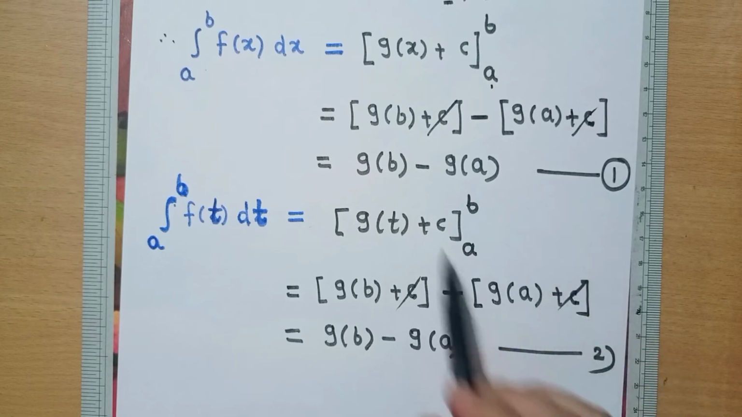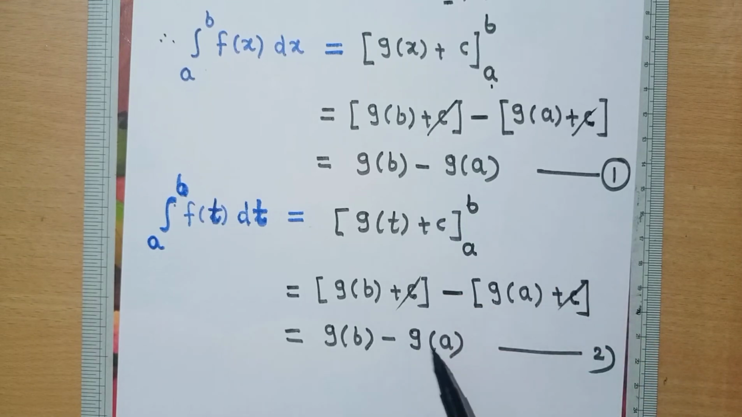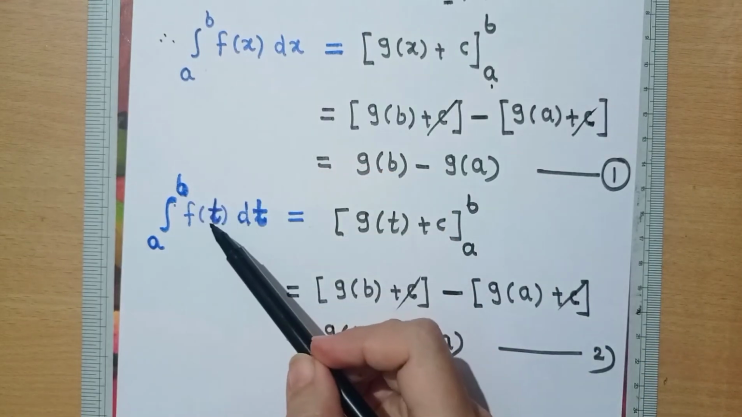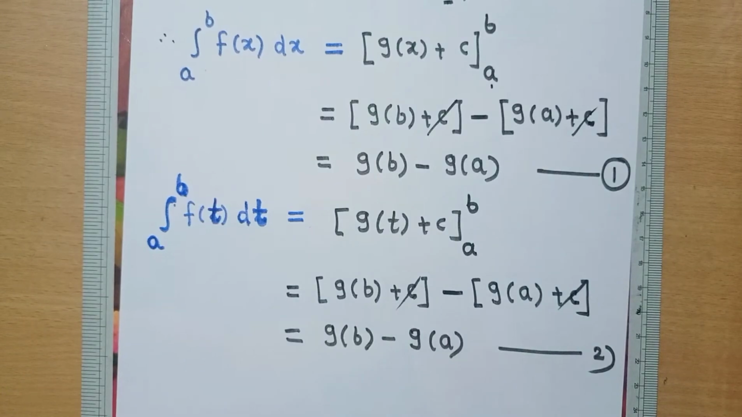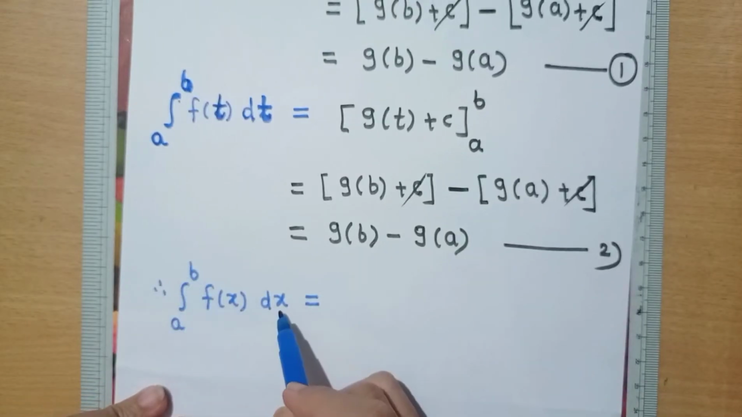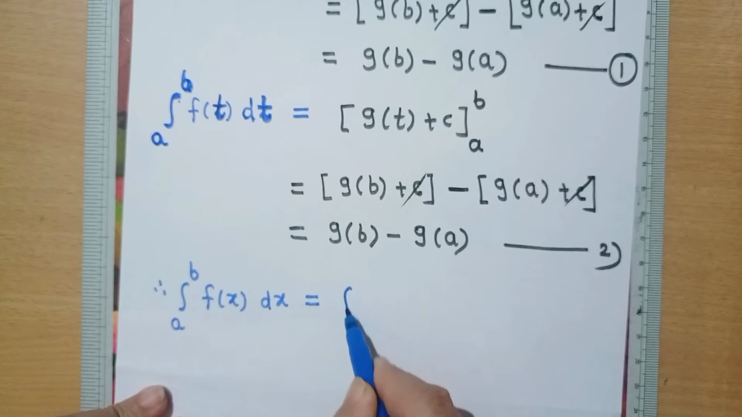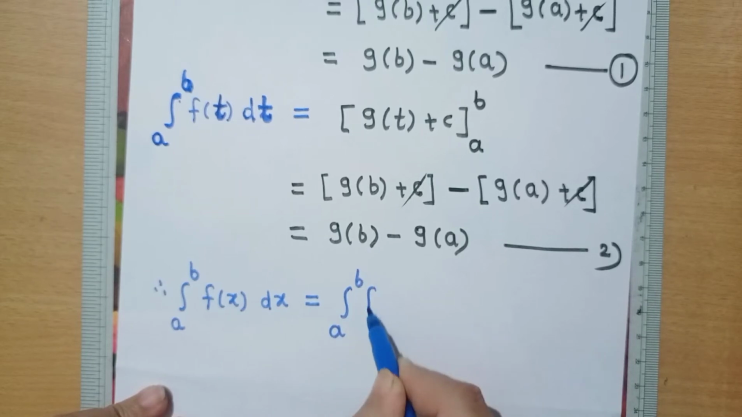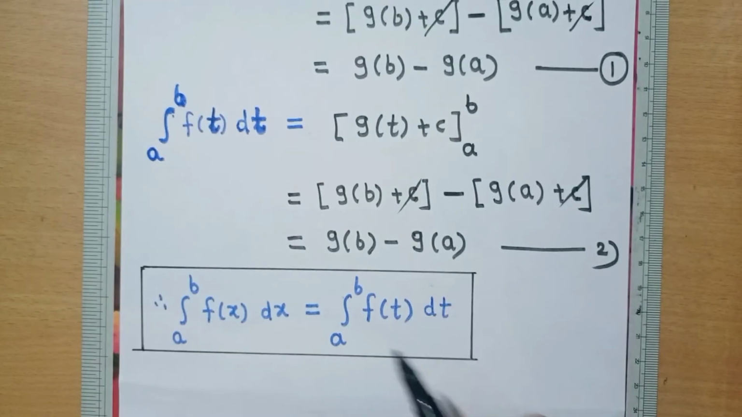And now check 1 and 2. The right hand sides are the same, so we can say that the left hand sides are also the same. Therefore the integral from a to b of f(x) dx equals the integral from a to b of f(t) dt, and hence we have proved this.